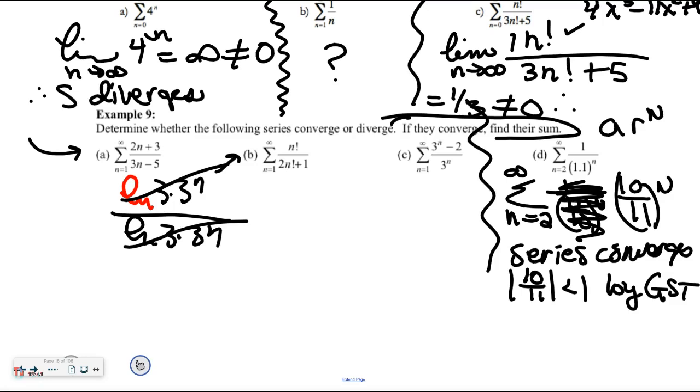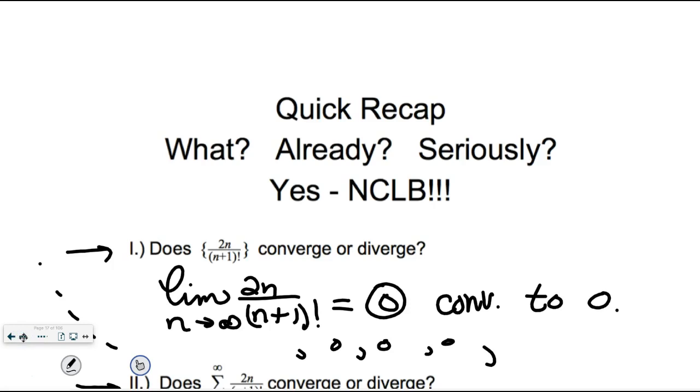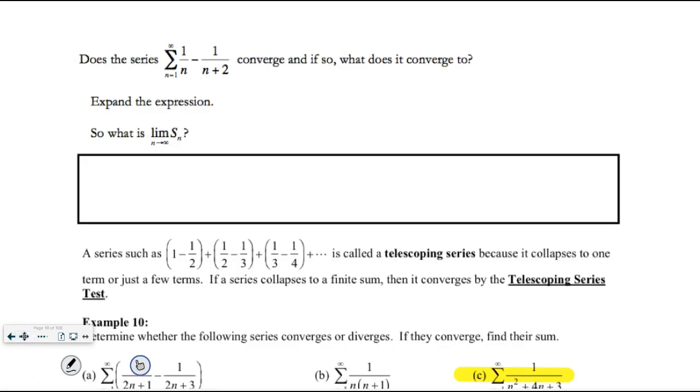A over 1 minus r. You did that yesterday, so we can just leave that off. But you would have to say to what it converges. So now let's go. Is this your next page?